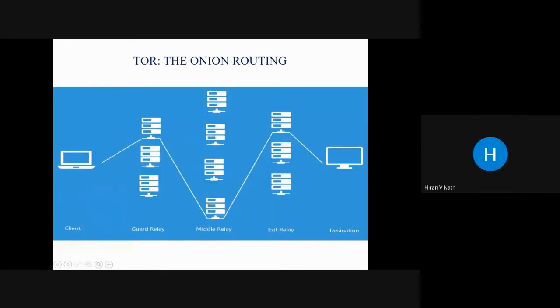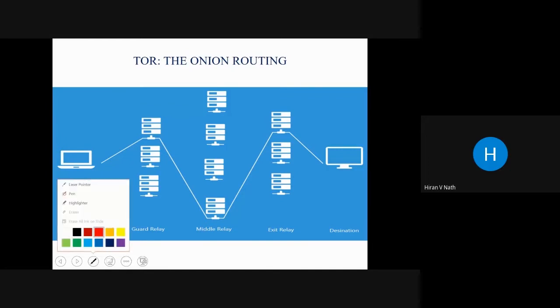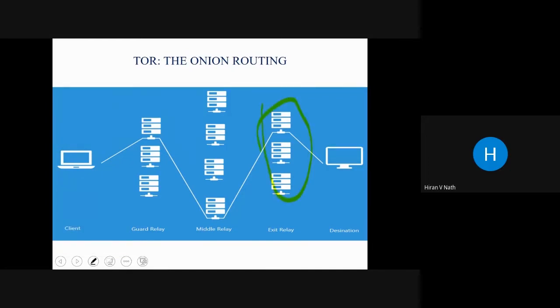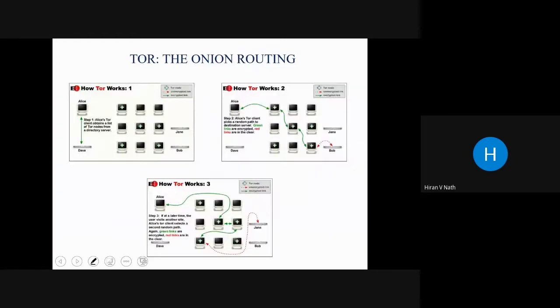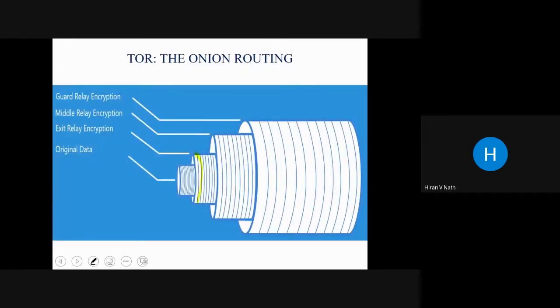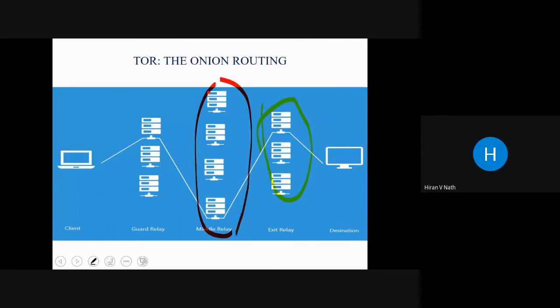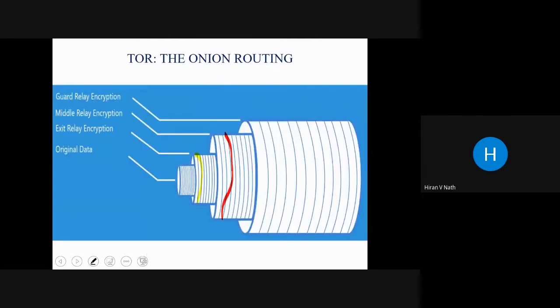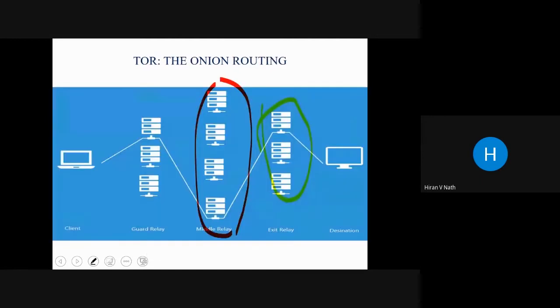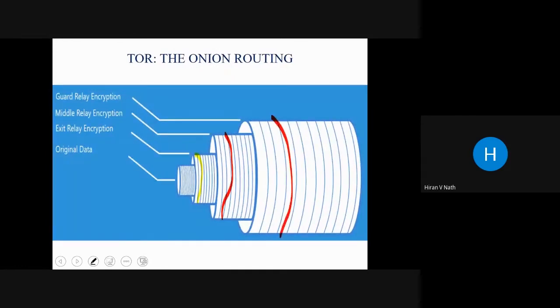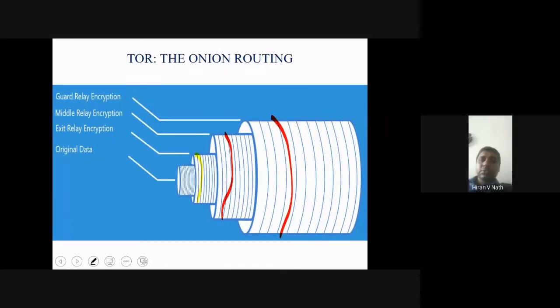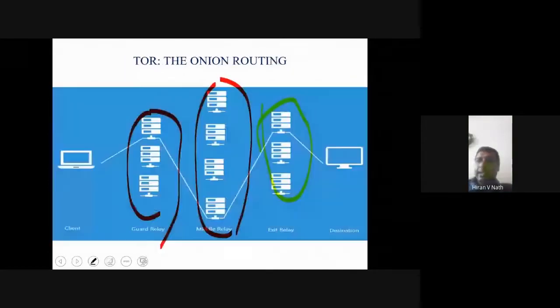The exit relay's encryption happens in the first layer. Then the second is the middle relay's encryption. And the final one, the entry point, is the guard relay's encryption. So this is how the encryption happens, a 3-layer encryption.